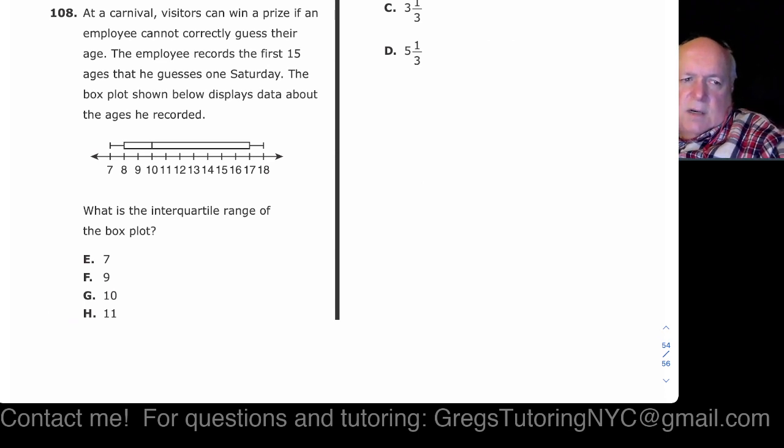So we don't know what the data is about. It's all single and double digits. Could be ages again, so let's read it and figure it out now that we have some sense of the magnitude that's going on here in the data. At a carnival, visitors can win a prize if an employee can correctly guess their age. The employee records the first 15 ages he guesses one Saturday. The box plot shows the ages he recorded. So that's the distribution of ages.